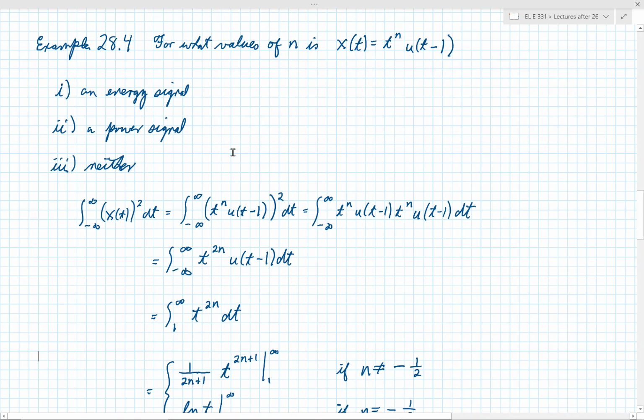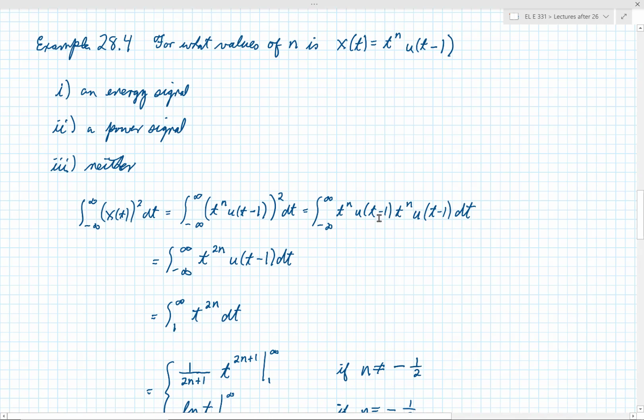Okay? So as usual, we'll first look to see what would be necessary for this to be an energy signal. And remember, what we have there is to integrate from negative infinity to infinity of x of t squared dt. Or if you prefer, you can think of that as the limit as T goes to infinity of the integral from minus T to T, if you like it like that better. Okay, so substituting in for x of t, we have this. And when we square that, that just means we have t to the n u of t minus 1 times t to the n times u of t minus 1. That's what we mean by squaring, is we just multiply it by itself.